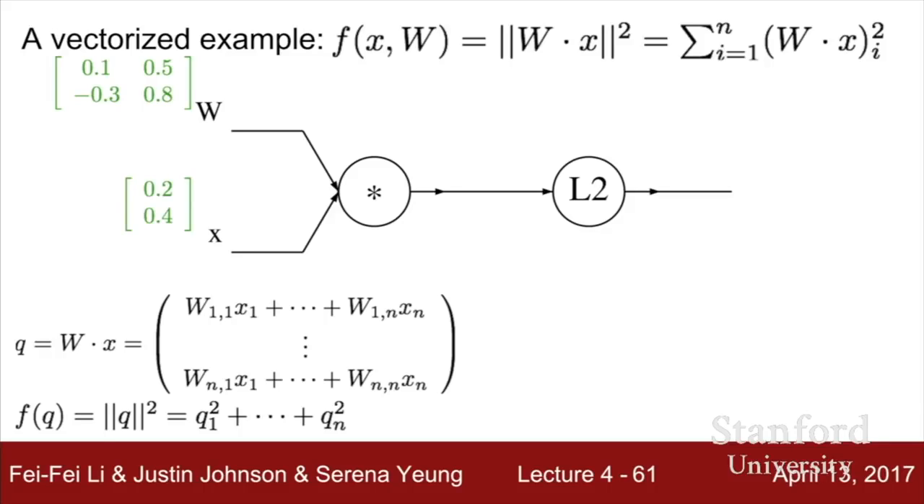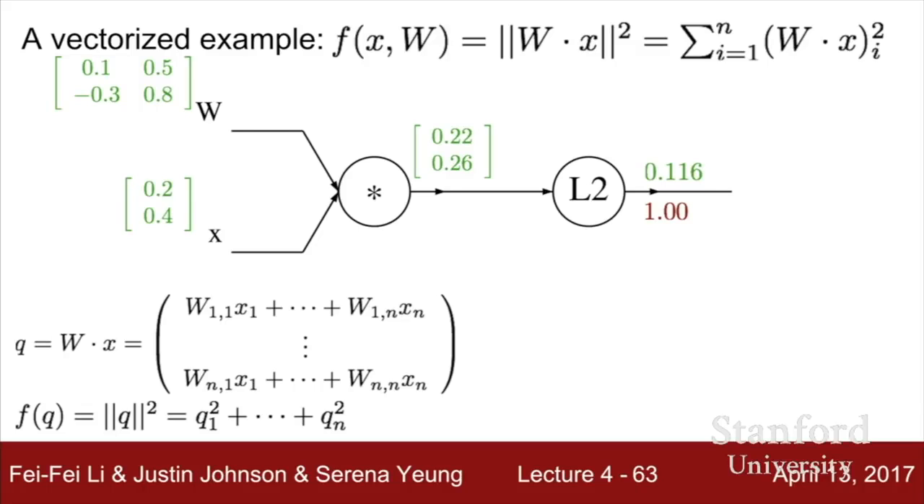And then we can now express f in relation to q, right? So looking at the second node, we have f of q is equal to the L2 norm of q, which is equal to q1 squared plus q2 squared. Okay, so we fill this in, right? We get q, and then we get our final output.